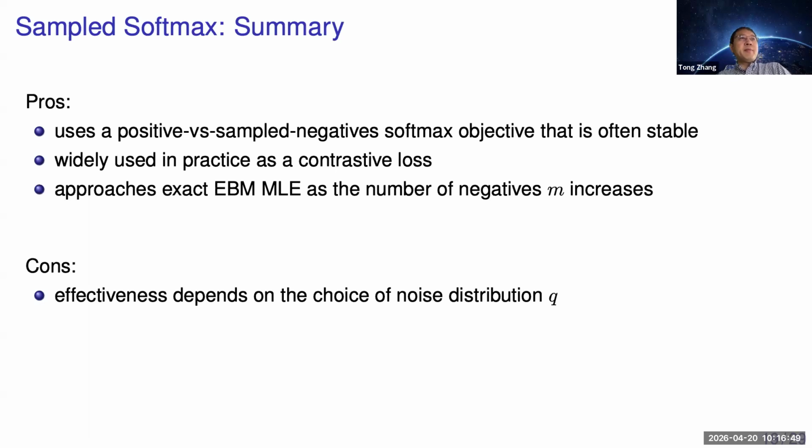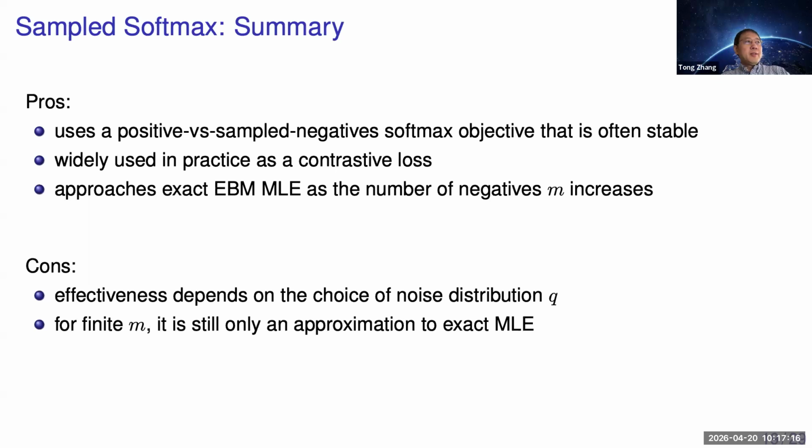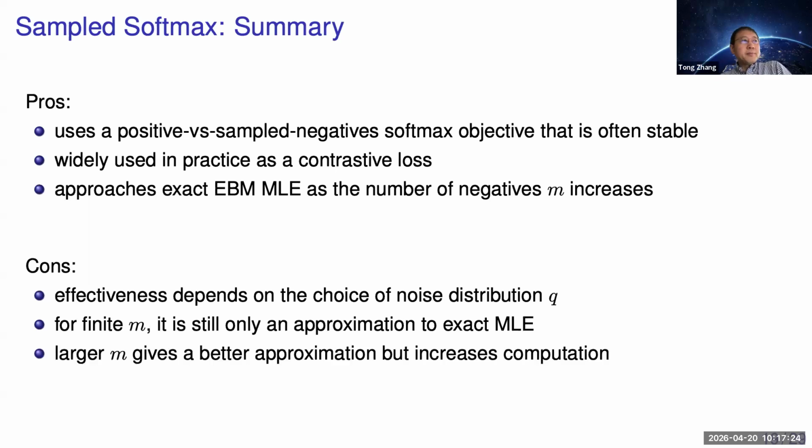Basically, if Q is too different, what happens, right? Then the signal becomes very loose. So even in contrastive learning, you have a similar issue: how do you select negatives? And actually, there are papers talking about the best way to select negatives in contrastive learning, and that is pretty much related to this problem. For finite m, it's still an approximation, so we never have an exact MLE formulation. Larger m gives a better approximation, but increases the computation.